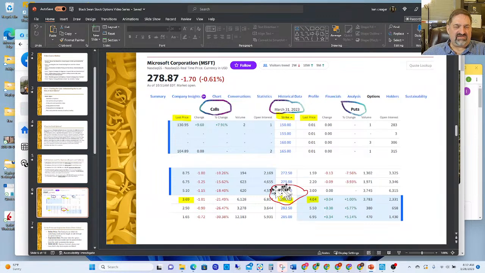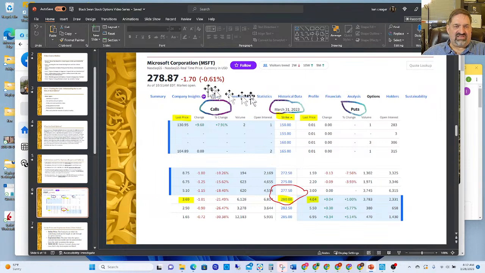$277.50. So that's the right for you to buy it for $277.50, which would mean you're $1.37 in profit if you had that call. But you're going to have to pay $5.10 for it. Okay. So this is kind of showing you the market is thinking that Microsoft's probably going to go up by the 31st, because these call options are pretty expensive.